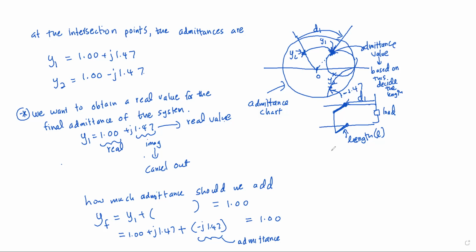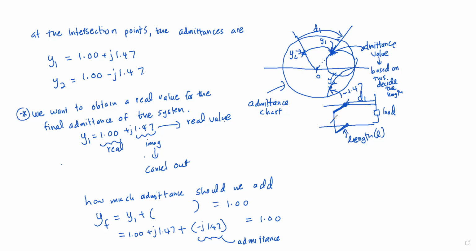I mean admittance, minus 1.47 admittance, by creating a stub of a length that is suitable for that, and its admittance is minus 1.47. So the length of that stub comes from the distance that we measure from the short circuit to the open circuit point in the Smith chart. So that is another point.